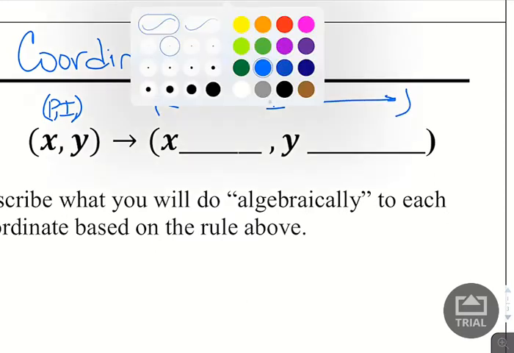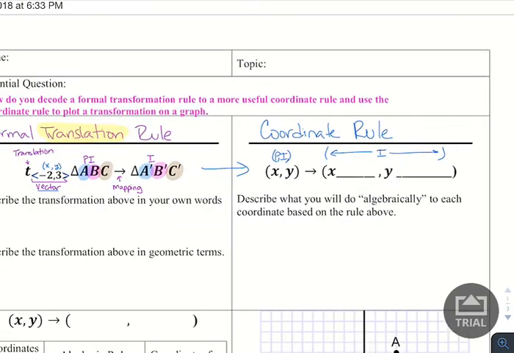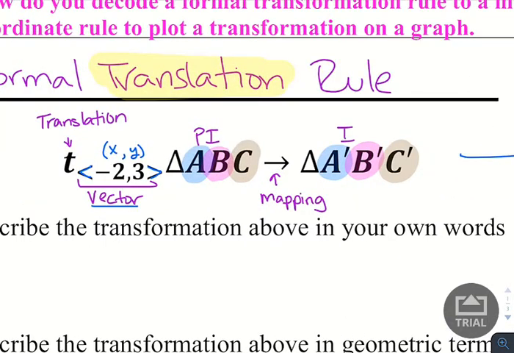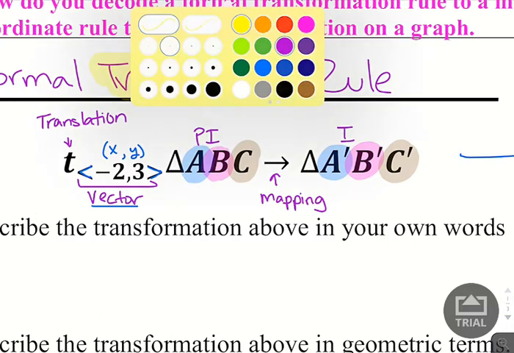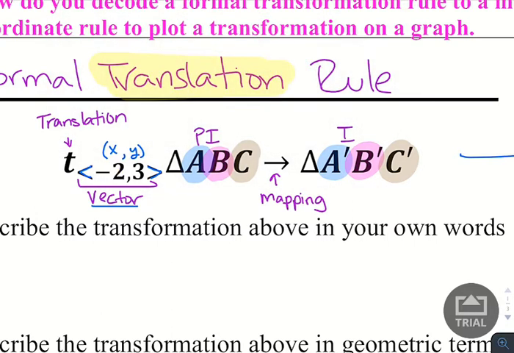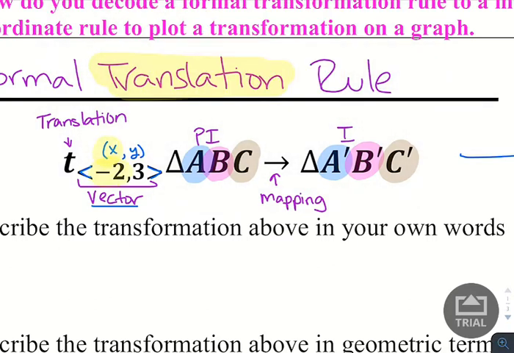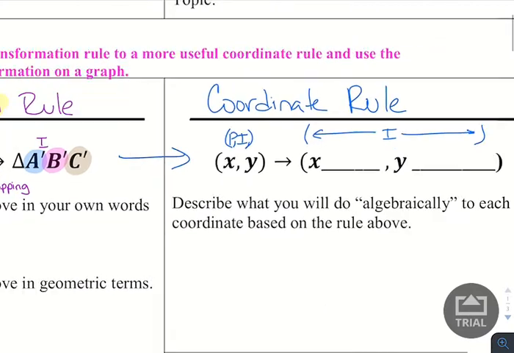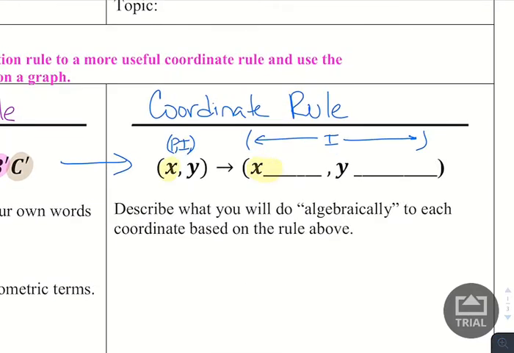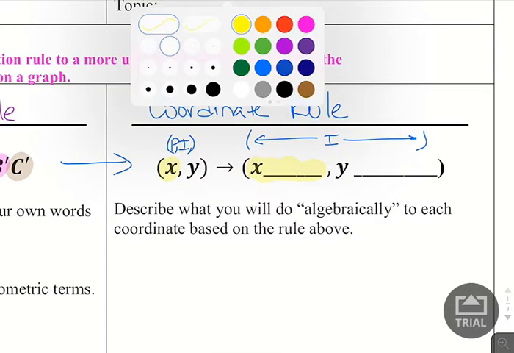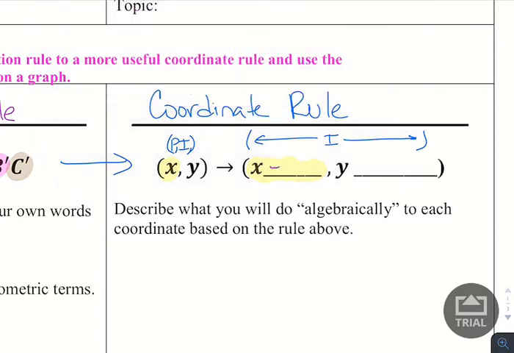And so if this vector is negative 2, 3, the negative 2 right here corresponds directly with the x. That's going to tell us how to change the x to something brand new. In this case, because it's a negative 2, we're going to take x minus 2. And so what that basically means is we're going to take the x value, whatever it happens to be, and just subtract 2 from it to get our new image point.